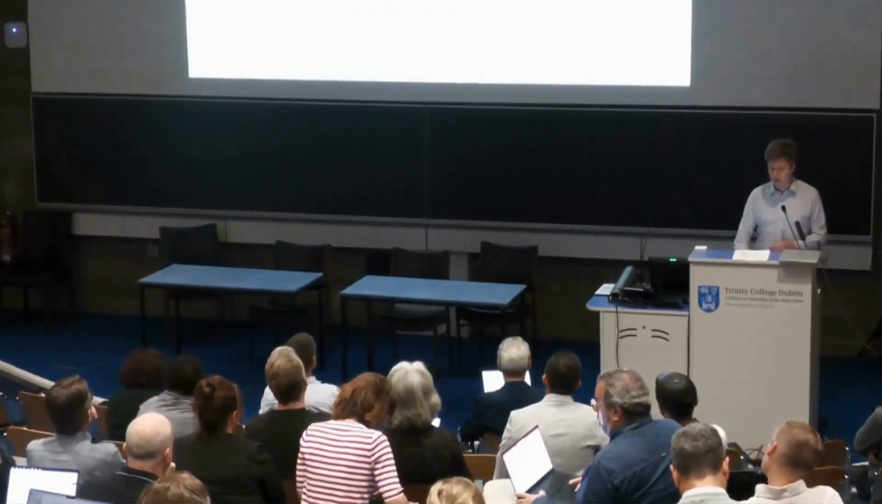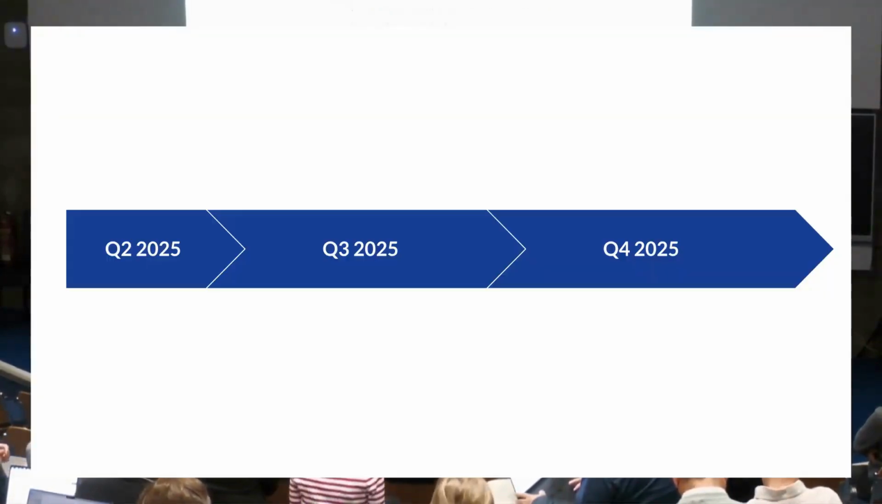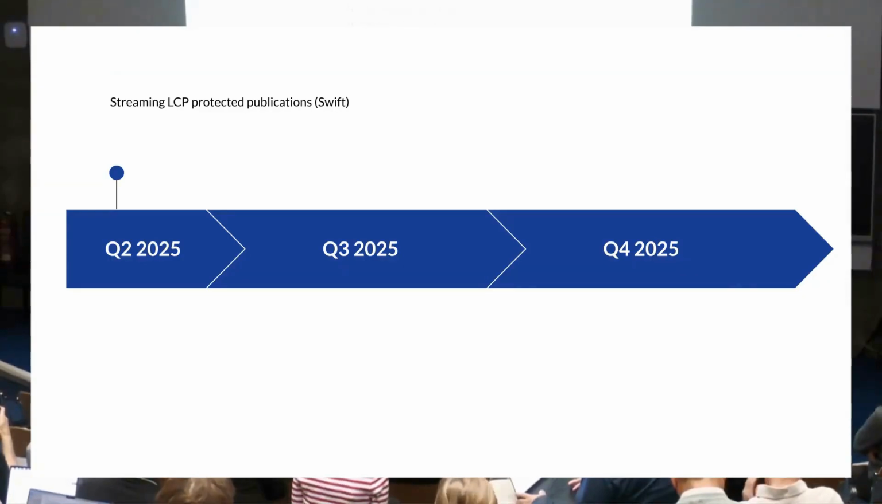So if you look at the roadmap for a bit, we've added quite a few things in Q1, Q2. We've added LCP streaming over LCP-protected publication. That means you can stream an LCP-protected audiobook. That's the main use case, but potentially EPUB, potentially PDF. So streaming is now possible on both platforms. It was just available in Kotlin before.